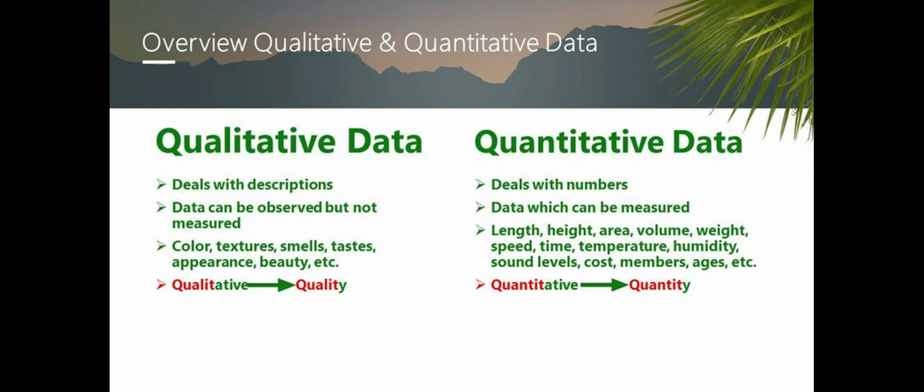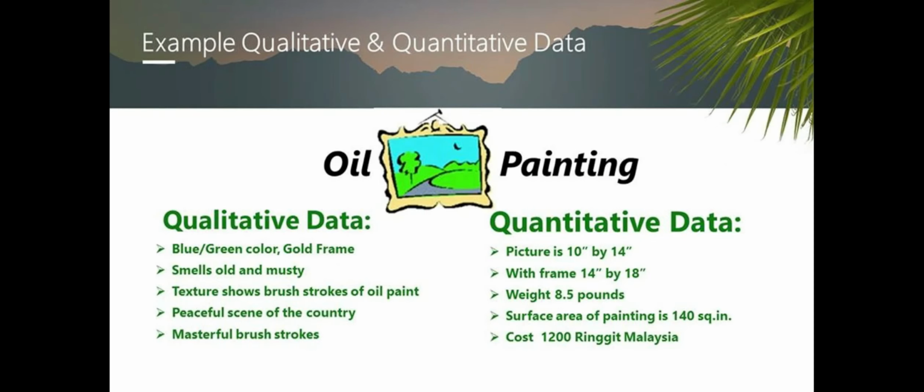Now here are other examples of the two types of data. On the left side, we have qualitative. On the right side, we have the quantitative data. Another example is this one. If you take a look at an oil painting, we can actually describe it both in qualitative and quantitative means.